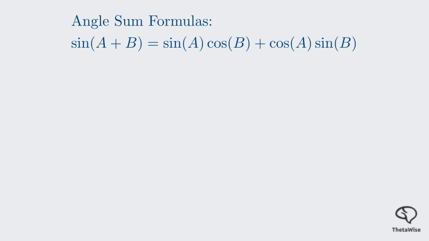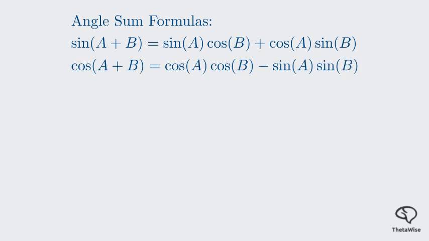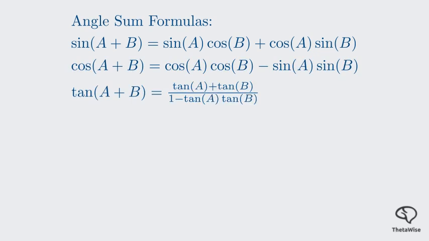Let's continue with another set of incredibly useful identities, the angle sum and difference formulas. These formulas allow us to find the sine, cosine, or tangent of a sum or difference of two angles. Here are the formulas. The sine of a plus b is sine a cosine b plus cosine a sine b. The cosine of a plus b is cosine a cosine b minus sine a sine b. And the tangent of a plus b is tangent a plus tangent b, all over 1 minus tangent a tangent b.